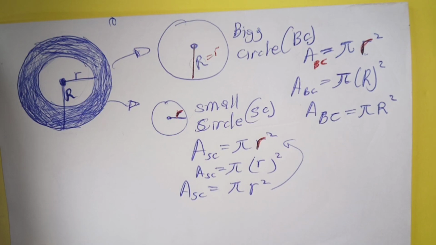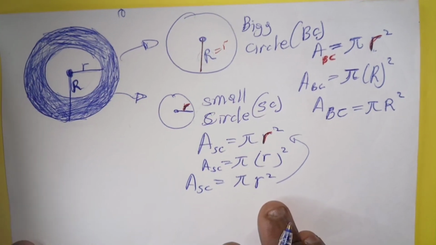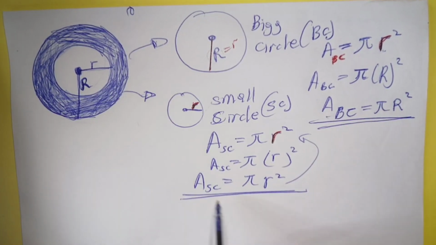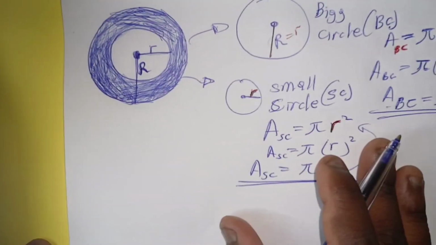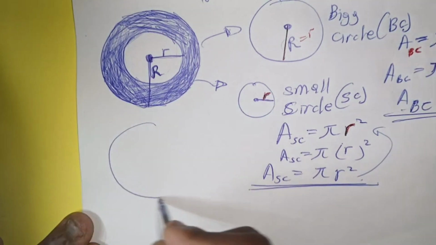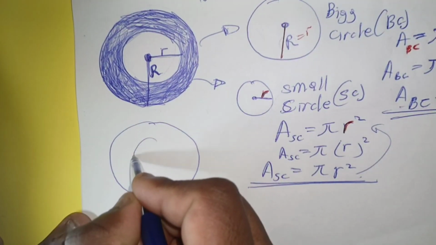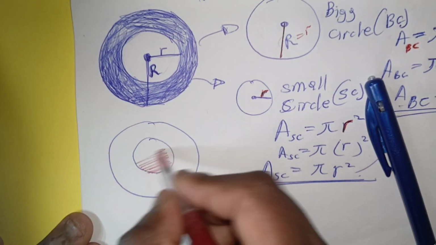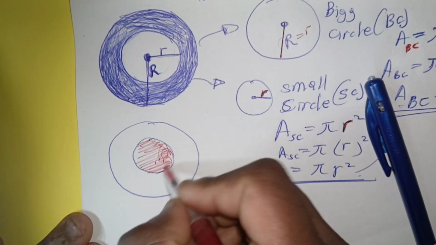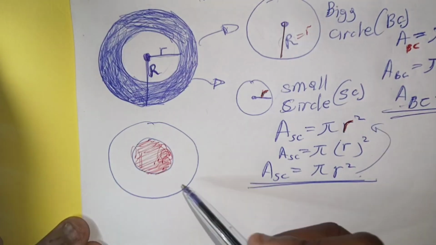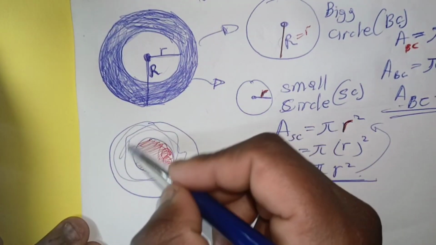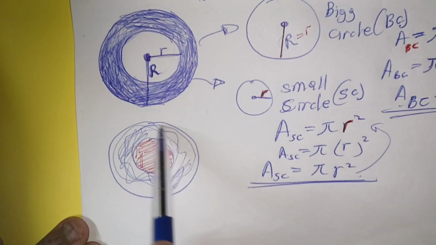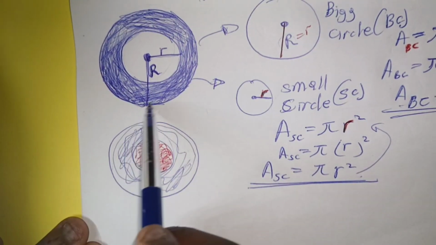What I want you guys to notice is that I know these two areas, for the big circle and the small circle. Now from the big circle, if I take out all the small circle, I will only be left with all this part. Do you see all the other part there? All this part will be the shaded part.